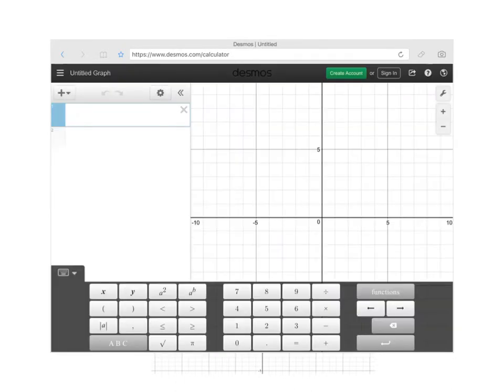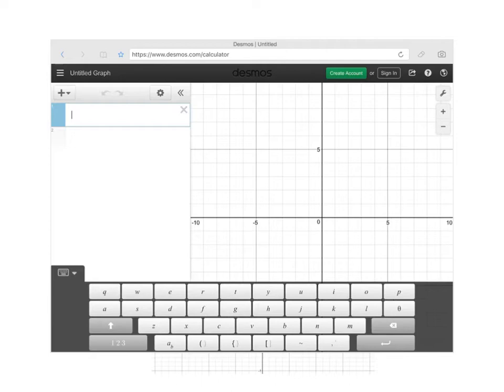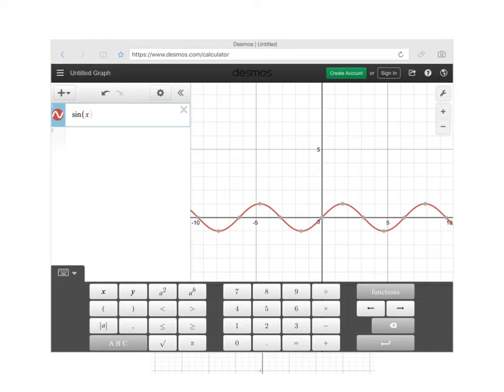And I want to graph it right here on the page. So this is what your screen should look like too if you're doing the same thing. You don't know what this sine curve looks like yet, so you're going to want to type in y equals sine of x. All right, there it is.